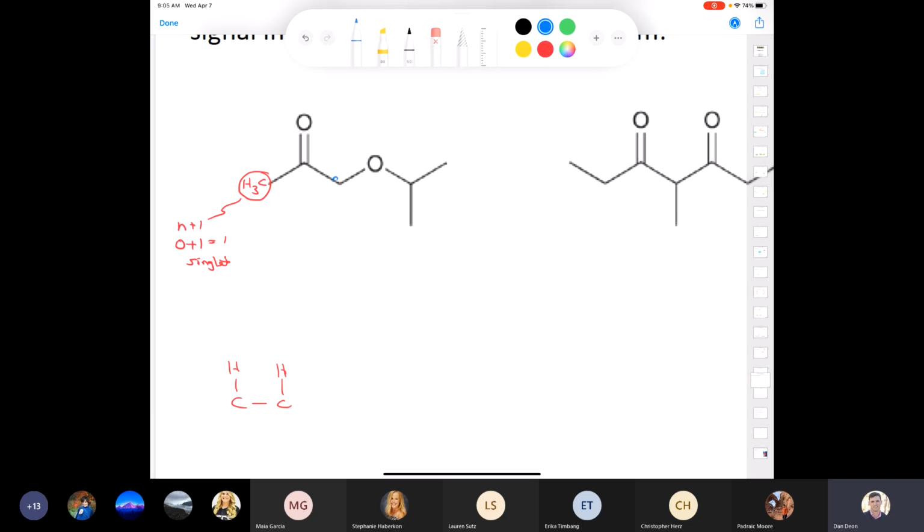What about this methylene right here? Does anybody have a feeling about the splitting for this methylene?